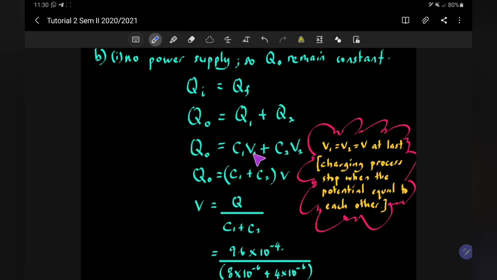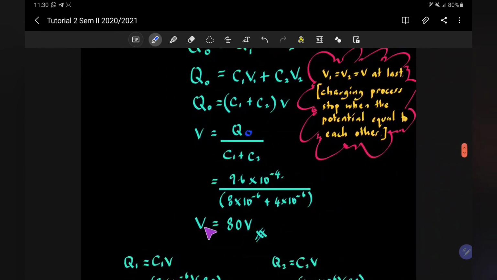Alright, so remember, the charging process will stop when the potential becomes equal at last, isn't it? So V1 equals V2, and the charging process stops already. At that time, V1 equals V2, and we take it as V only. So we may simplify the equation to C1V plus C2V equals C1 plus C2 multiplied by V, so V equals Q0 over C1 plus C2. Q0 was calculated before, and remember Q0 is still the same because there is no supplier. C1 and C2 are given already, so substitute into the equation and you will get V. V is 80 volt. So at last, V across C1 and C2 equals 80 volt.